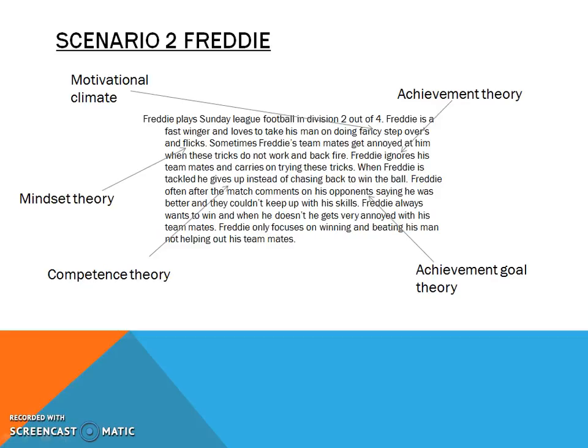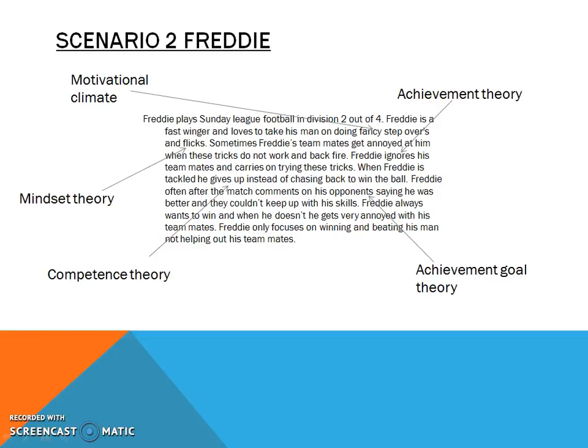So firstly, you can link achievement theory to Freddie. You'd say he's a need to avoid failure. He ignores feedback from his teammates. He doesn't listen to them and just carries on doing what he wants to. He doesn't want to lose. He only really wants to win and beat his man. He only focuses on winning and beating his man.